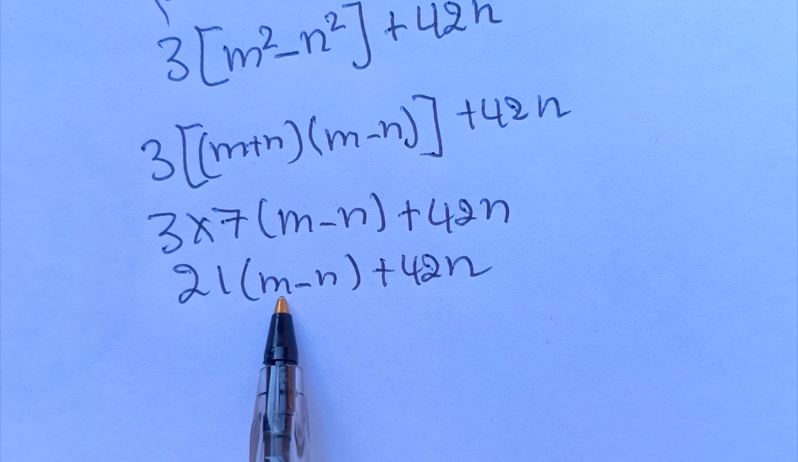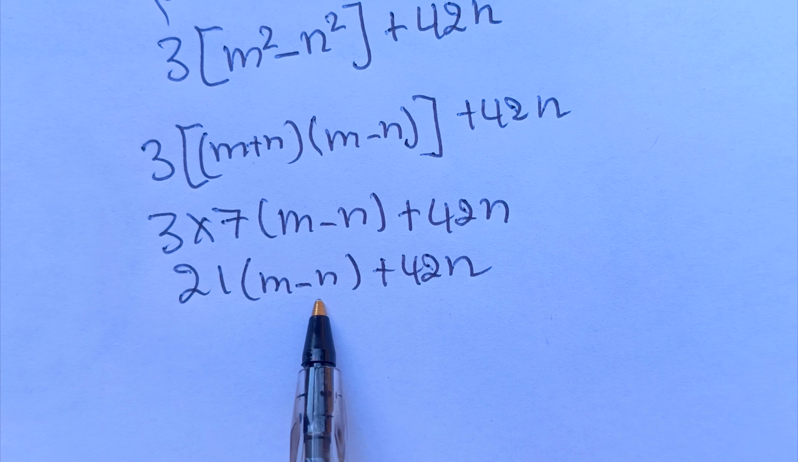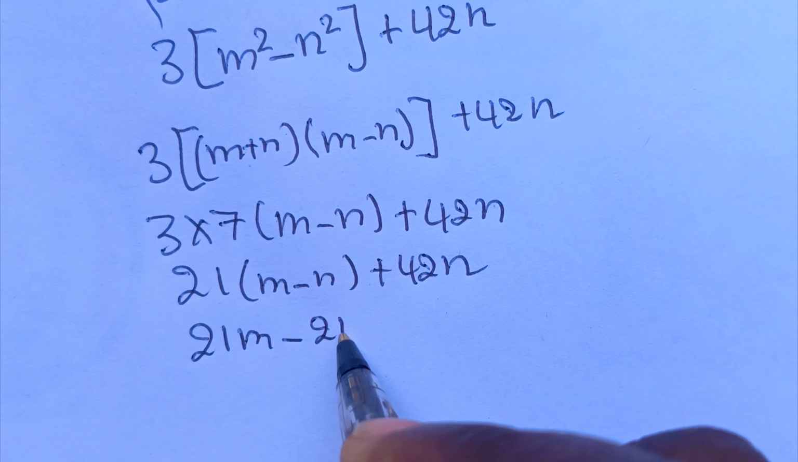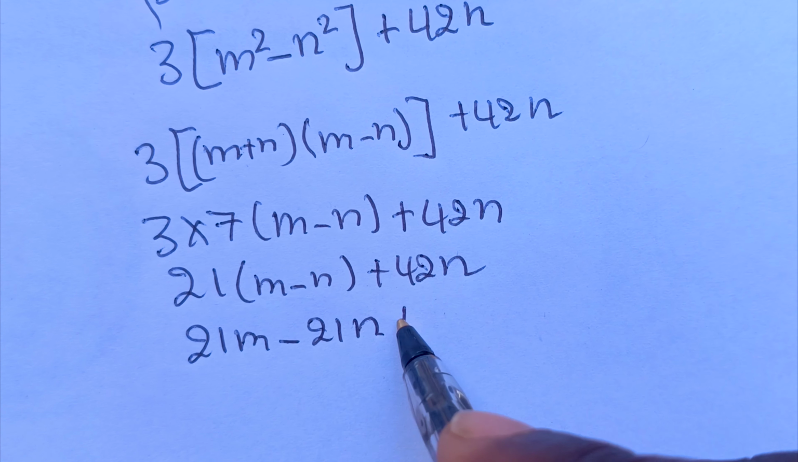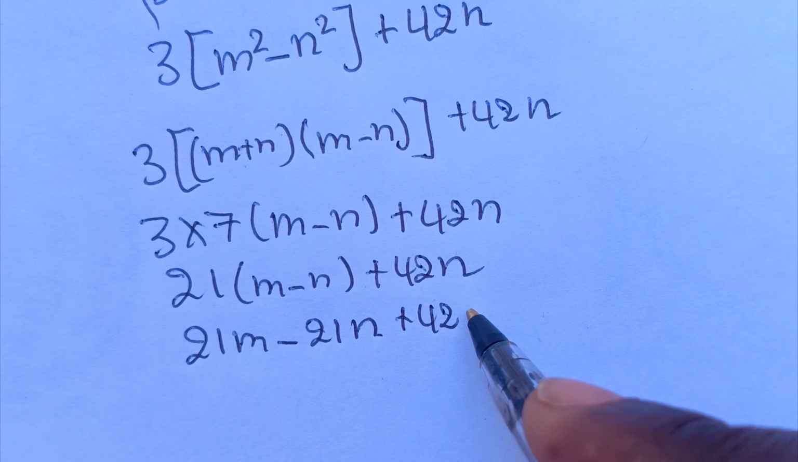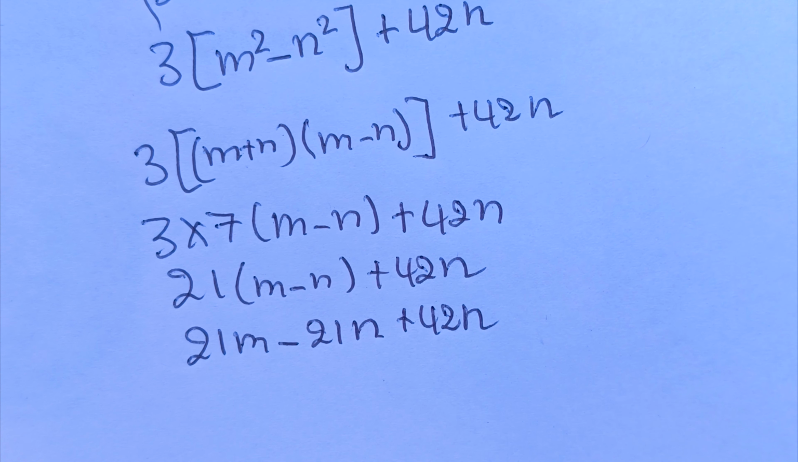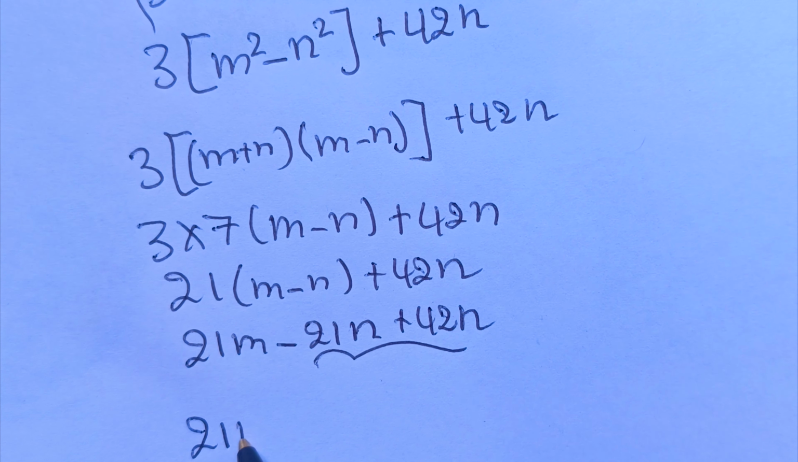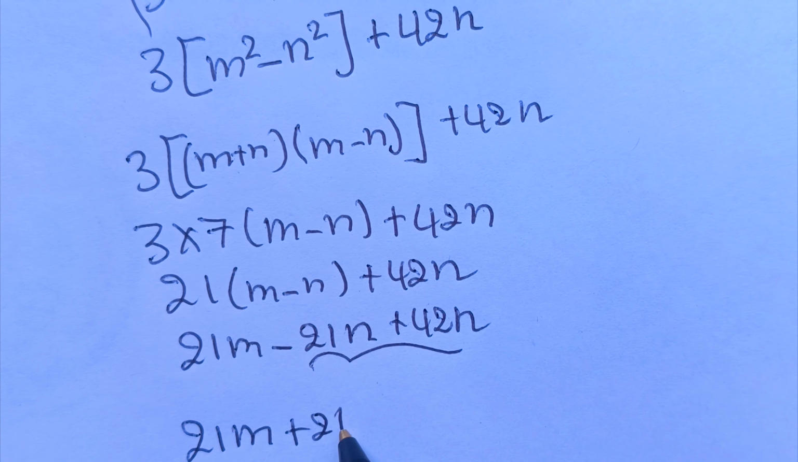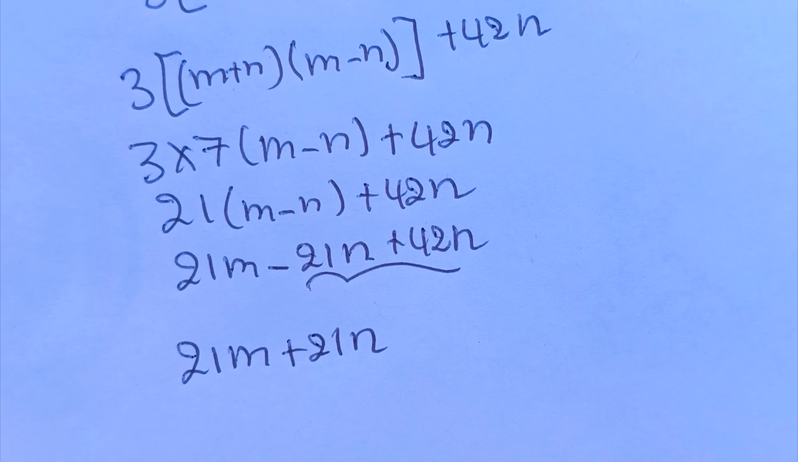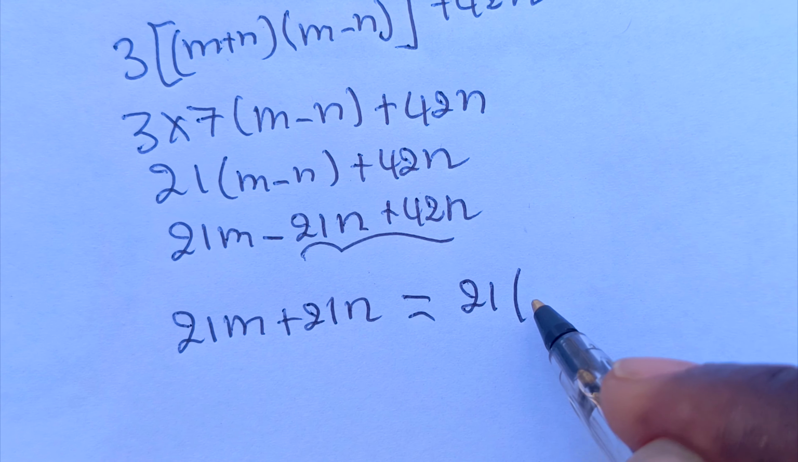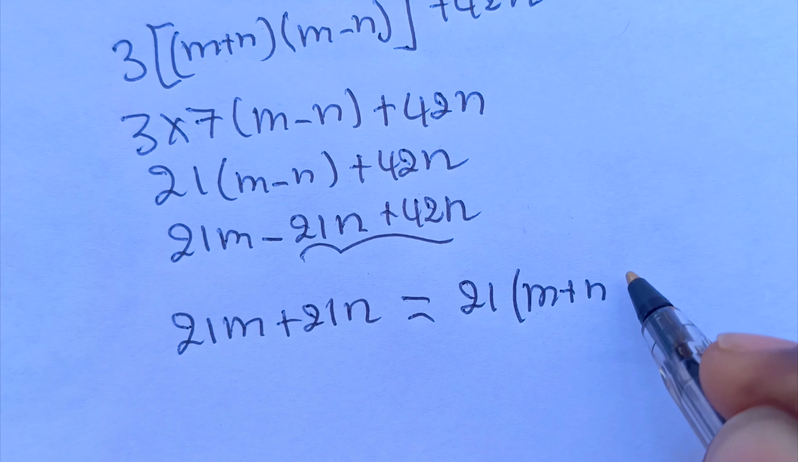Multiplying this 21 inside here (m minus n), we have 21m minus 21n plus 42n. This and this will give us 21n. Here we have 21m plus 21n, and this is equal to 21 times (m plus n).